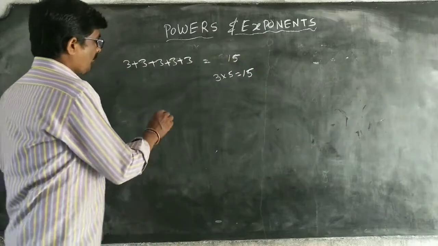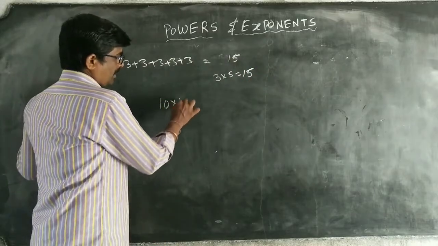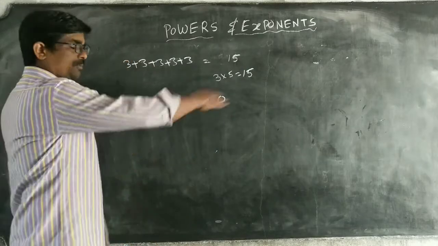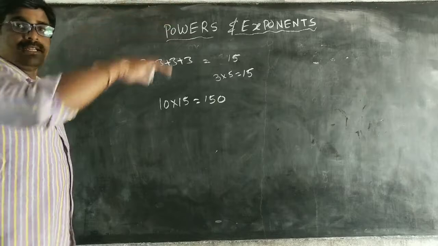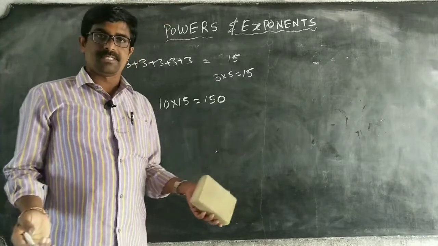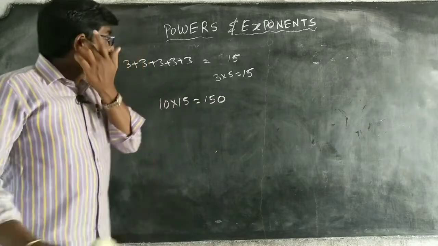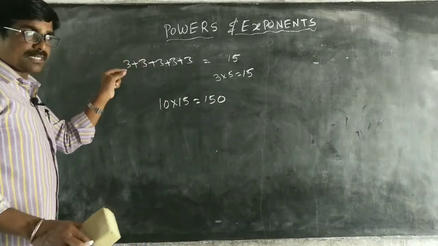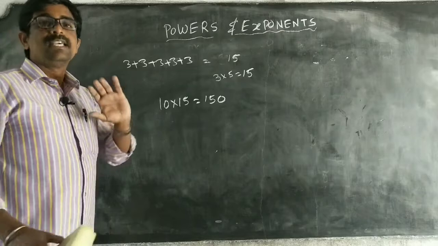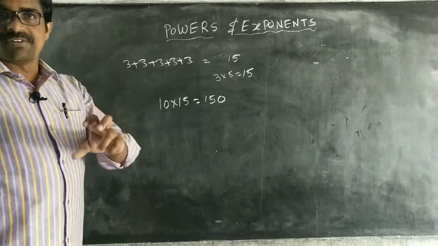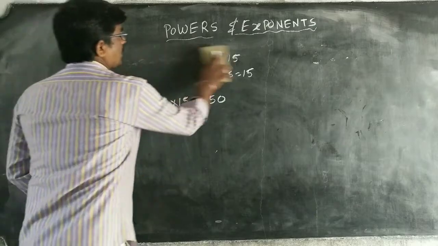For example, if you have to take 10 fifteens, 10 fifteens are 150. Already we know this. But is it possible to write 15 ten times and add? It is a big process. So multiplication is an easy way. Similarly, if instead of plus we write multiplications, is there any choice? That is where we go for powers and exponents.